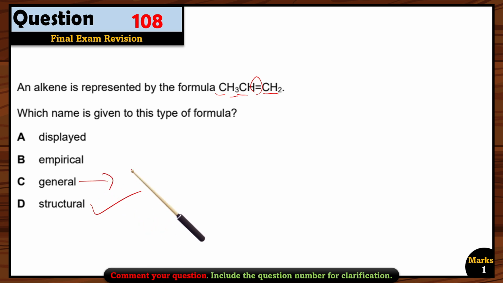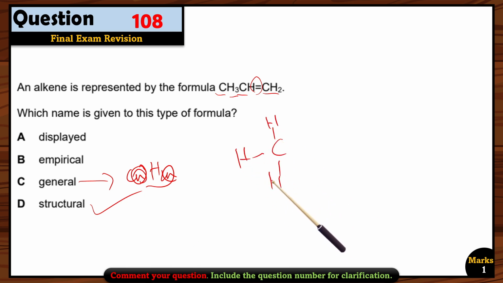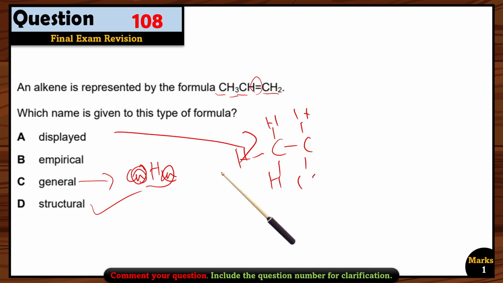For the general formula, you will see the word n or H2n like this type. If you see the word n, then that is called general formula. This is actually the structure formula, and display formula is like this. When you see the bonding also, the clear bonding, this is called the display formula. So now the right option is the D option.